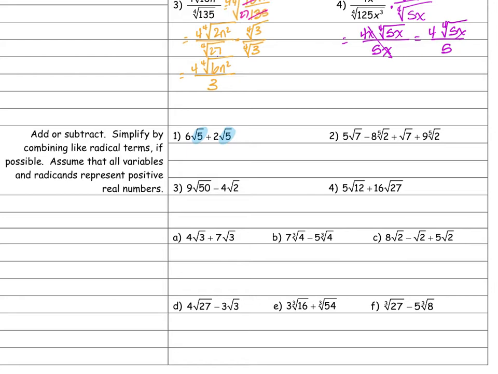So that means that this 6 square root of 5 plus 2 square root of 5 would be 8 square root of 5. But I can only do that because these two things that I highlighted are exactly the same. Does that make sense, you guys? Does anybody have any questions about that?